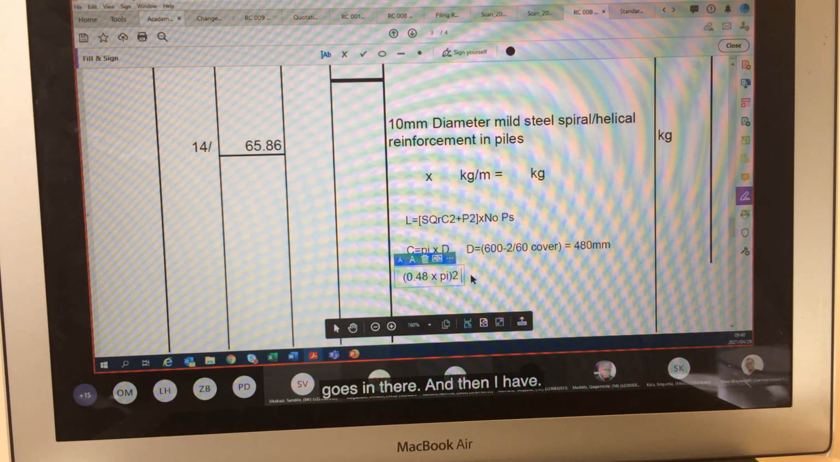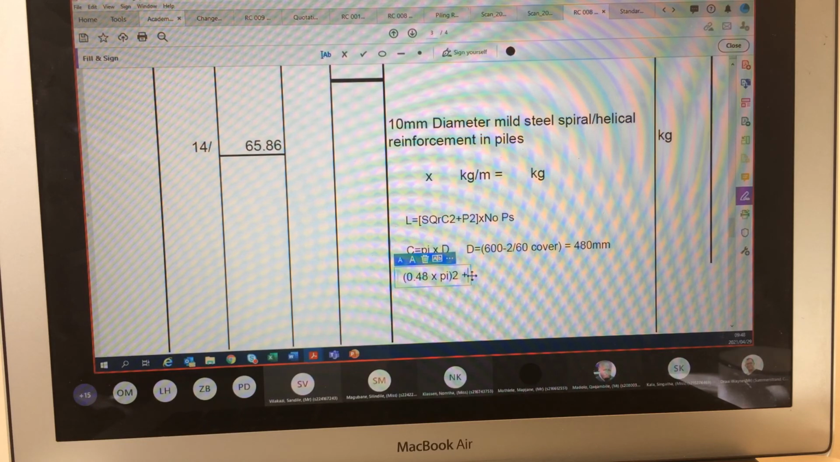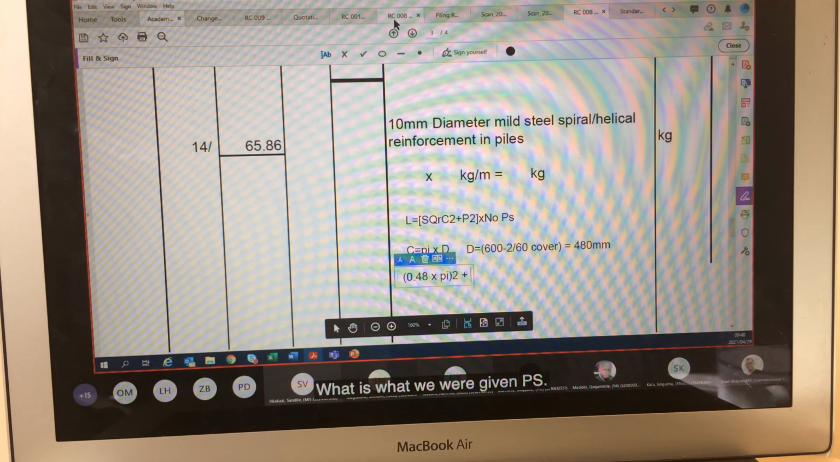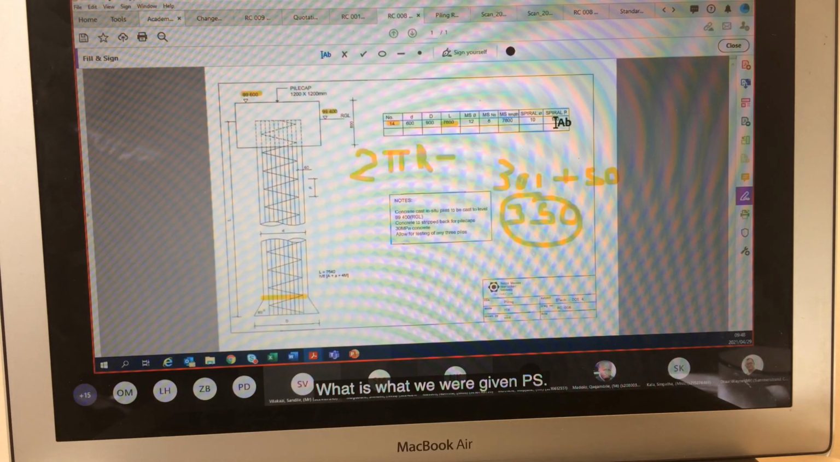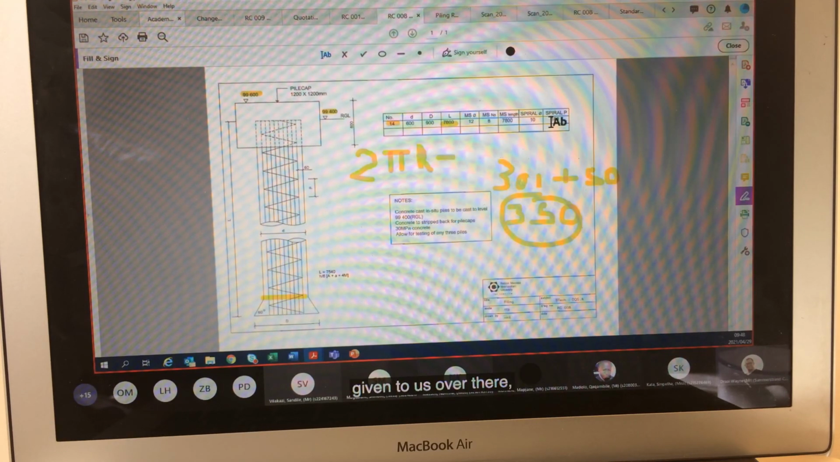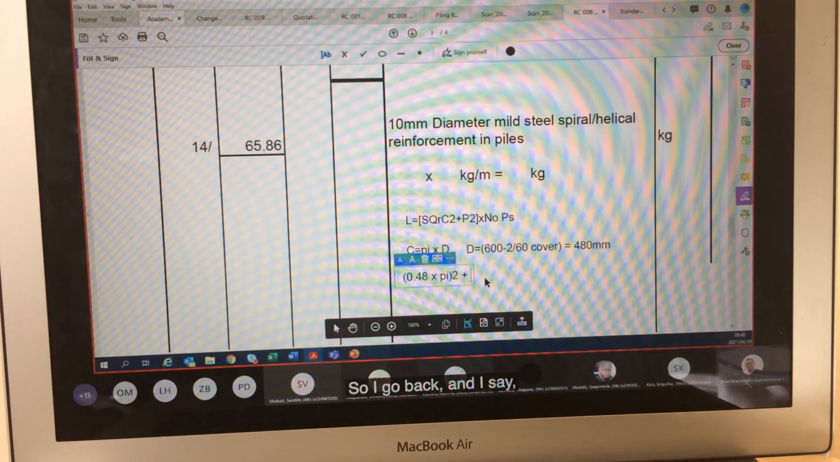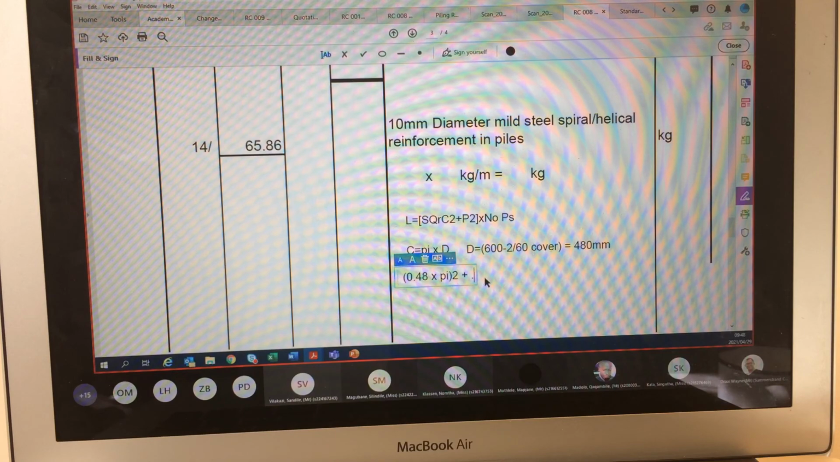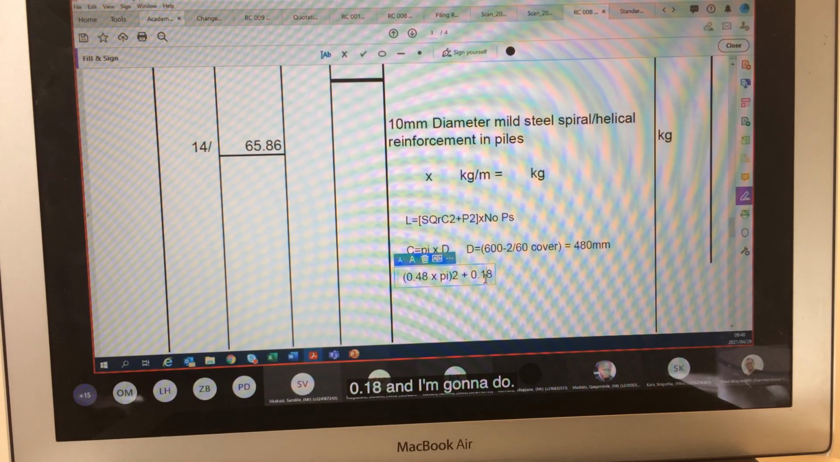And then I have plus P. What were we given P as? 180 millimeters. It was given to us over there as 180 millimeters. So I go back and I say that plus 0.18, 0.18, and the square root of that, and the square of that.